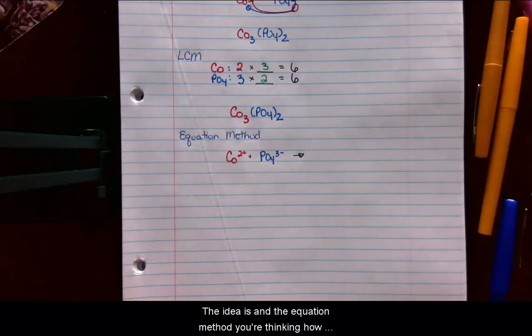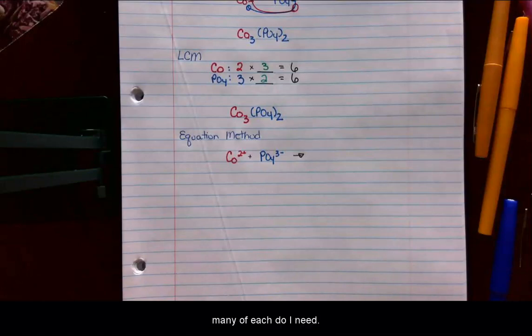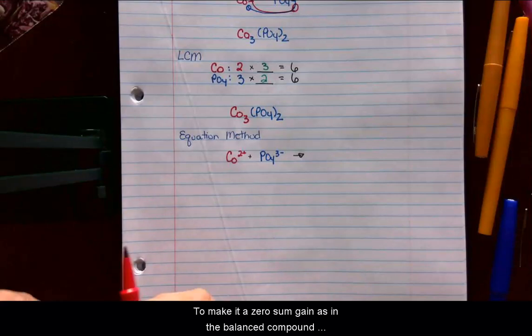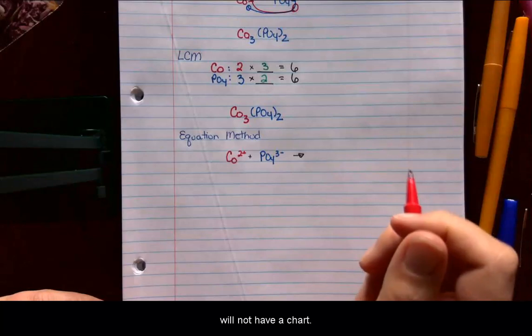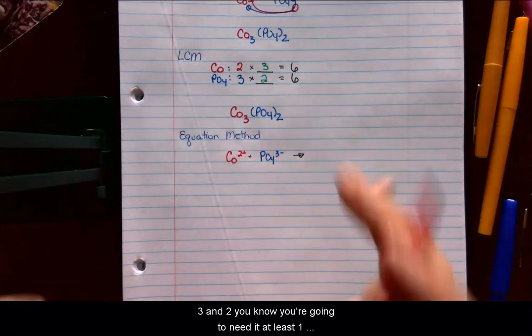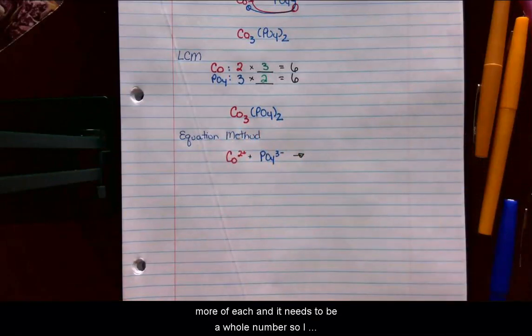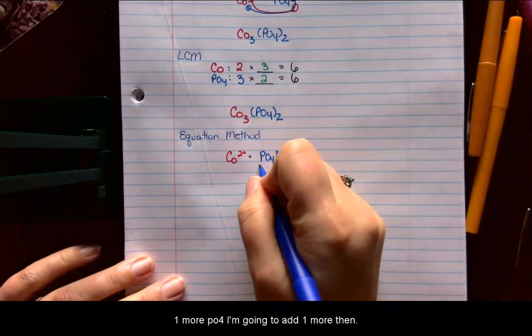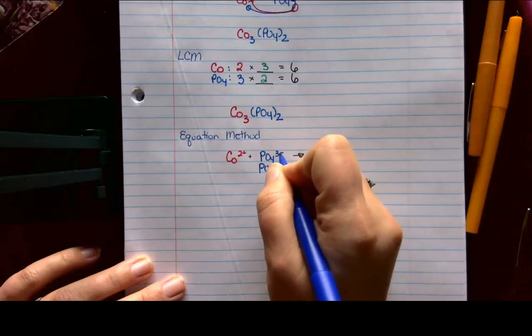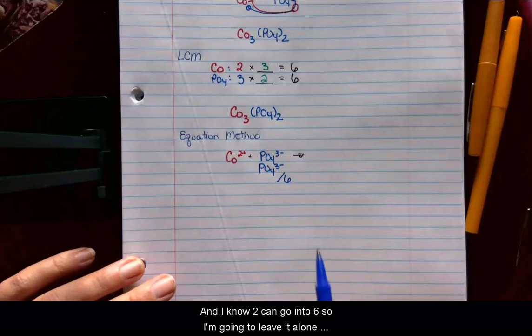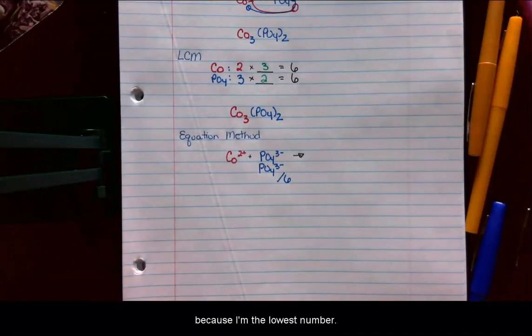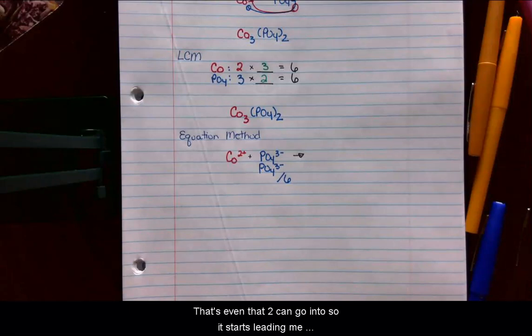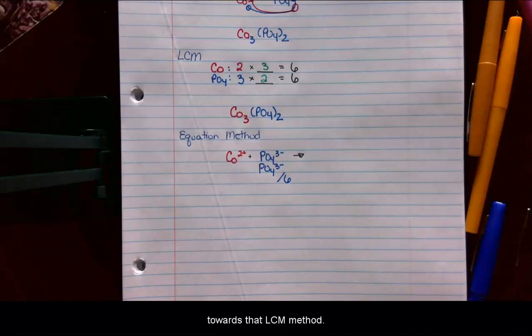The idea is, in the equation method, you're thinking, how many of each do I need to make it a zero-sum game, as in the balanced compound will not have a charge. Now, with 3 and 2, you know you're going to need at least one more of each, and it needs to be a whole number. So I almost always add one more of the number that is an odd number so that I can get it to an even number. So PO₄, one more PO₄. I'm going to add one more of them. So 3 and 3, this is going to give me a 6. And I know 2 can go into 6, so I'm going to leave it alone because that's the lowest number that's even that 2 can go into. So it starts leading me towards that LCM method.